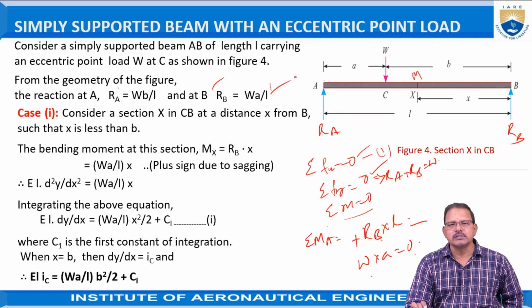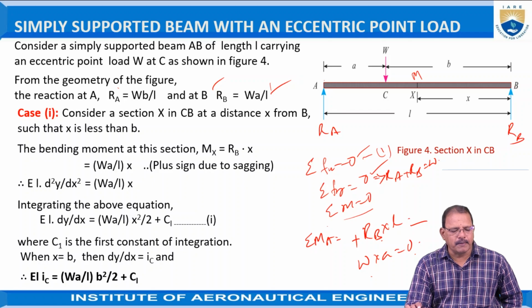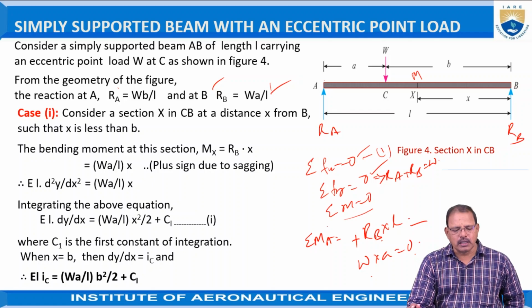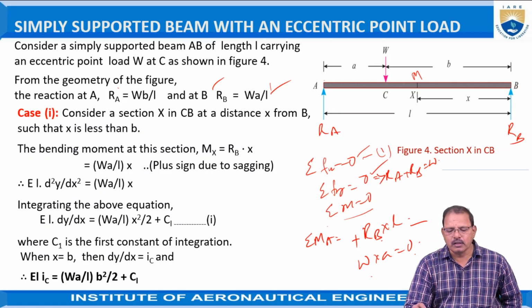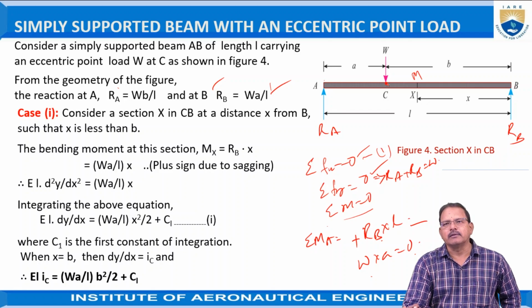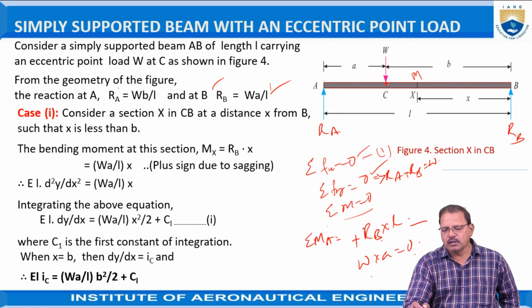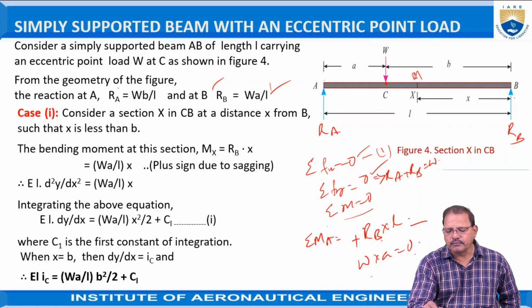First of all, we determined the reactions at A and B. Now case 1 we are taking. Consider section X in CB at a distance of x from B as shown in the figure. Here we are taking the point here. C is the point at which the load is acting, but we are always considering the points with respect to the end B only, that is preferably, in this case, from the right hand side. So at a distance of x we are taking.